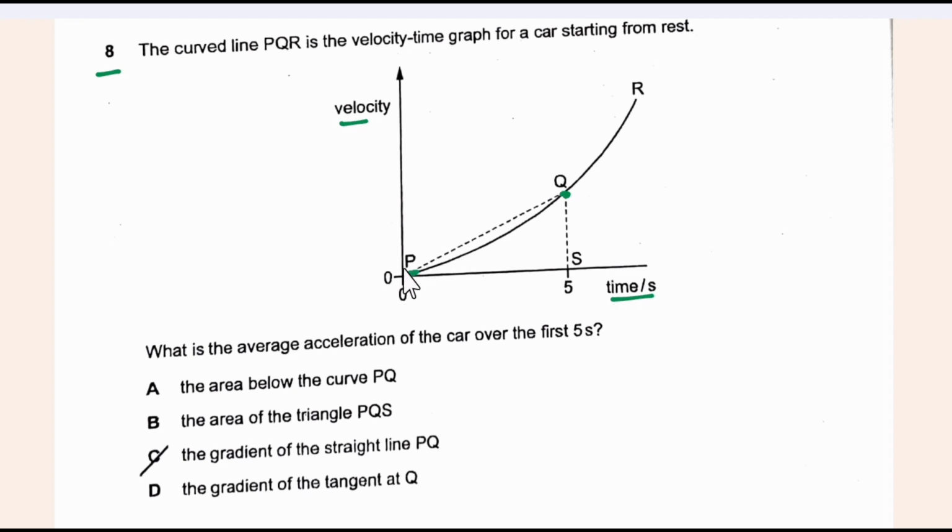So average acceleration is basically the gradient of the graph, but since the graph is a curve, we have to take a straight line, that is this dotted straight line. So the gradient would be the gradient of the straight line PQ. So the answer is C, but the gradient of the tangent at Q would give the acceleration at point Q, not the average acceleration over PQ. And the area under the velocity time graph gives the displacement, so this is not acceleration.